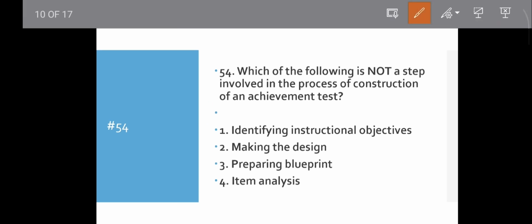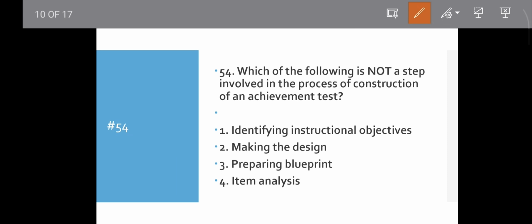Question number 54. Which of the following is not a step involved in the process of construction of an achievement test? Identifying instructional objectives, making the designing, preparing blueprint, item analysis. What are the steps? First step is objective, then blueprint, then test item, then tryout, then item analysis. Item analysis comes in the last step.